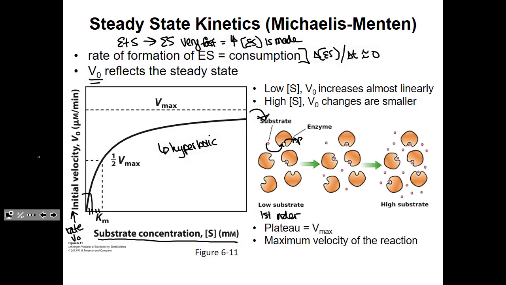Okay? You keep adding substrate until at some point you've saturated all your active sites. And so no matter how much substrate you add, no more product can be made. And so here we've termed 0 order, because the rate will not be affected no matter how much substrate you add. All right, so the Michaelis-Menten plot is kind of a combination between first and second order.